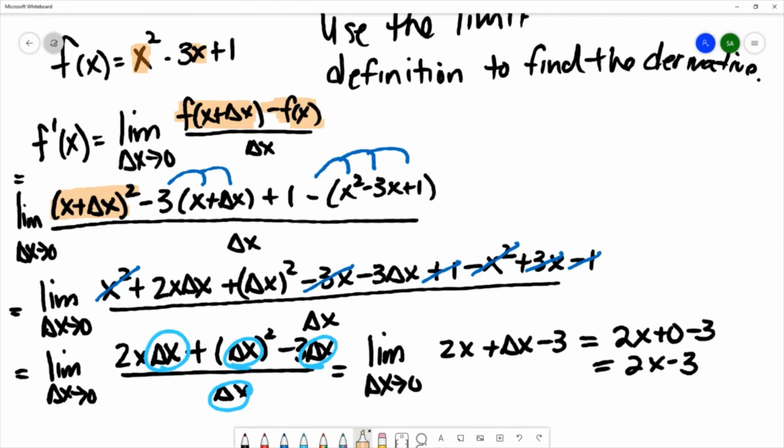And this is the same as if we were using the shortcuts to find the derivative. Using the shortcuts, the derivative of x squared would be 2x, and the derivative of minus 3x would be minus 3, and the derivative of a constant is 0.